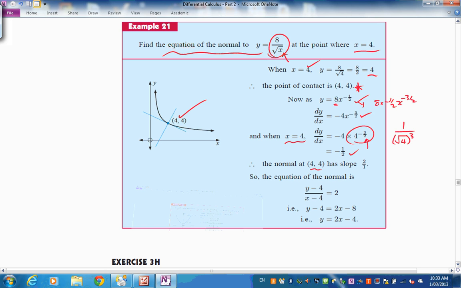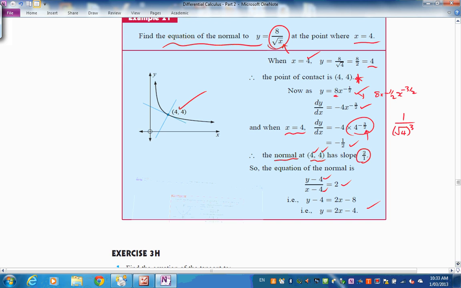So now we've got a point, and oh, hang on, we want the normal, so we've changed neg a half to minus reciprocal, which is 2 over 1. So we now have y take 4, y take the y coordinate of the point on the line, over x take the x coordinate, equals 2. Multiplying across, we have 2x take 8, and so on.